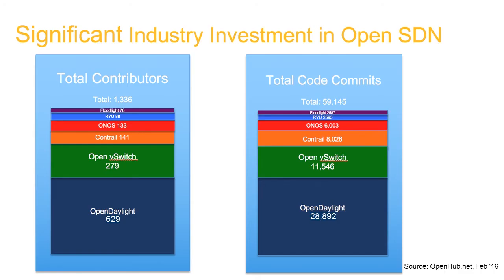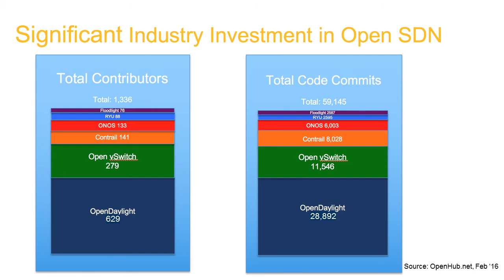I just want to start off by setting the stage with where OpenDaylight fits in the broader open source SDN ecosystem. This is a list of the total contributors in terms of people and the total code commits according to openhub.net as of February 2016, which was when Beryllium was released. Beryllium was formally released on February 22nd. This is the most up-to-date data that we have.